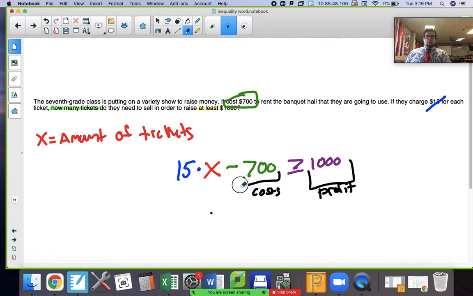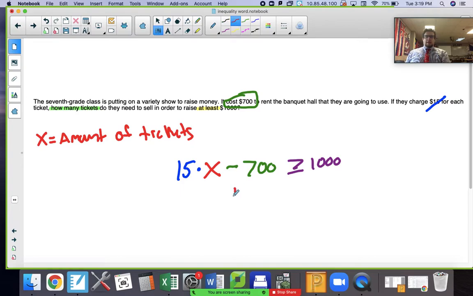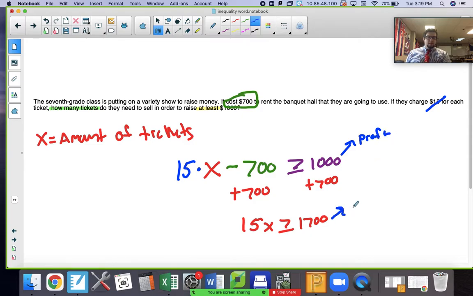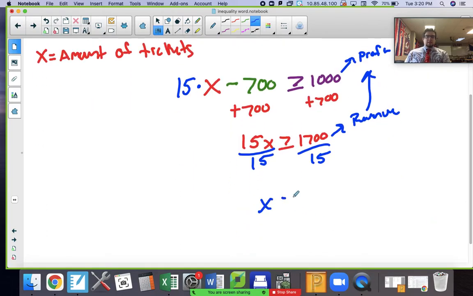So now that I have my inequality, not an equation, I can solve this. I'm going to add 700 to both sides. So in order to make $1,000 profit, I really need to make $1,700 in revenue. I divide by 15 on both sides, and x is greater than or equal to 113.3 repeating.